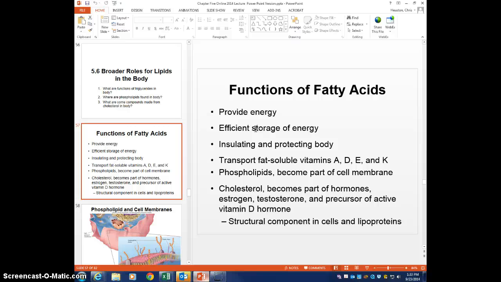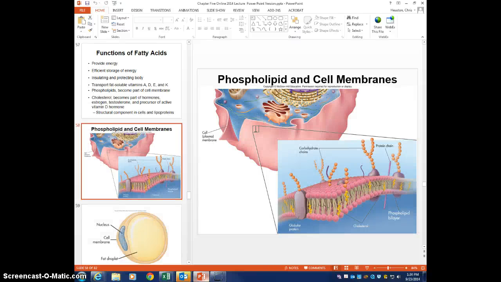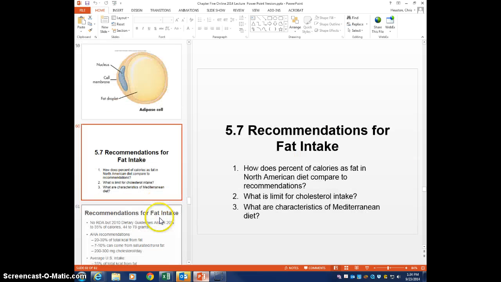One of the benefits is to insulate and protect the body. We have a lot of fat around our internal organs. We use it to transport a lot of our fat-soluble vitamins. Part of fats are in our cell membrane, and then we need cholesterol because they become part of our hormones. So again, this is that picture I've shown a couple times, but it shows the cell membrane, and if you look more detailed, you'll see that it's both a fat and a lipid.